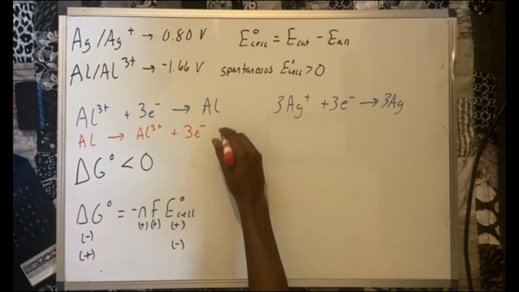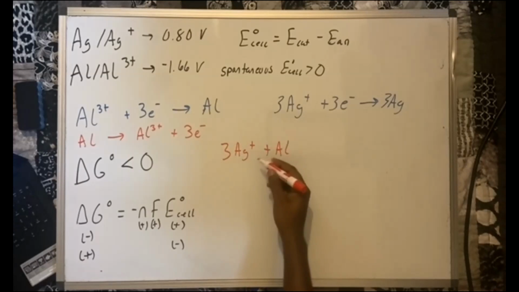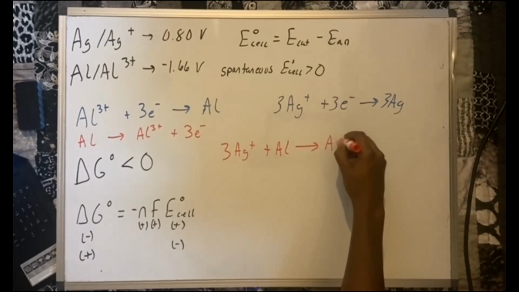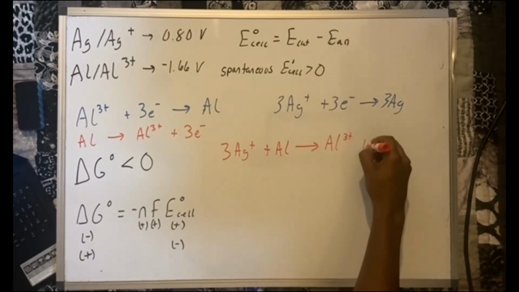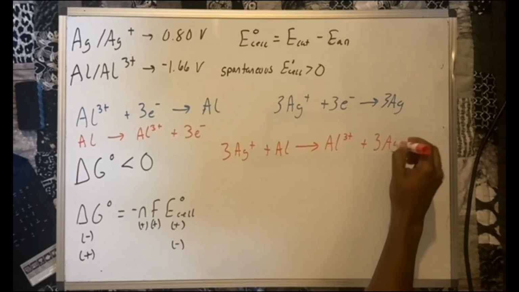So our overall reaction would be 3 Ag+ plus Al goes to Al3+ plus 3 Ag. And I'm being lazy with my states, but you should put them in there.